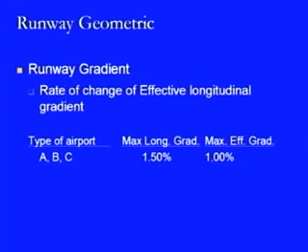In the case of A, B and C type of airport, the maximum longitudinal gradient can be 1.5%, whereas the maximum effective gradient can be 1%. For D and E type of airport, the maximum longitudinal gradient can be 2%, and the same is the value for the maximum effective gradient.